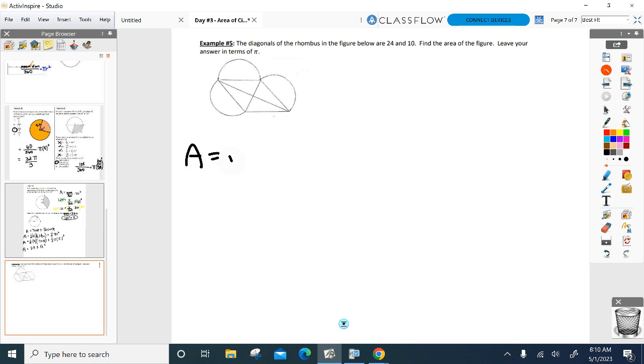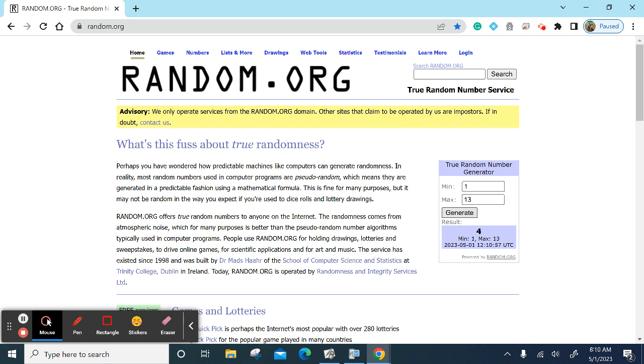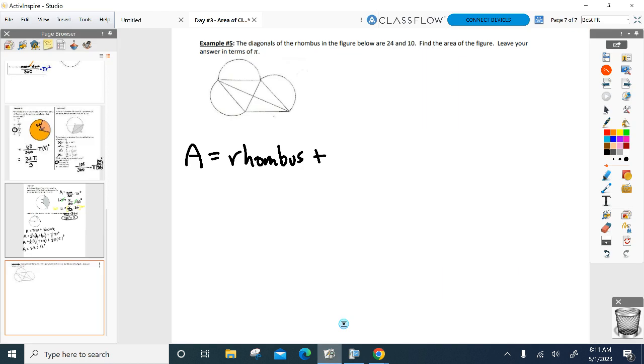All right, so we already know it's a rhombus plus what else is attached to that rhombus? So I'm going to do the area of a rhombus plus what else is attached to it. Describe what's attached to it. 3 semicircles, right? Or if I put it together, and everyone all right if I do 1 point, a full circle and a half, so 1.5 circles.